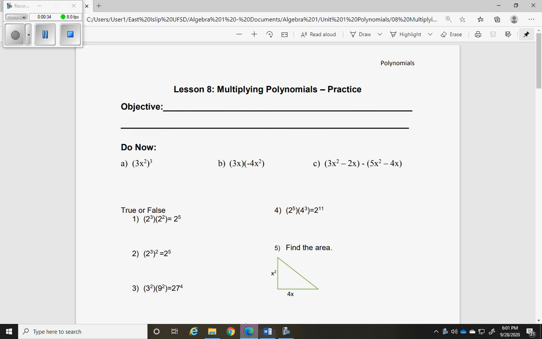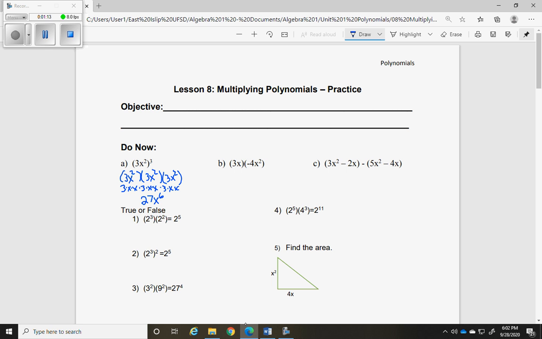So let's take a look at that do now. When parentheses are to the third power, we should write them out 3 times. So we have a 3x squared times a 3x squared times a 3x squared. I need you to recognize this as a monomial times a monomial times a monomial, which means I could expand it if I wanted to. 3 times x times x times 3 times x times x times 3 times x times x. So the answer is 3 times 3 is 9, 9 times 3 is 27x to the 6th power.